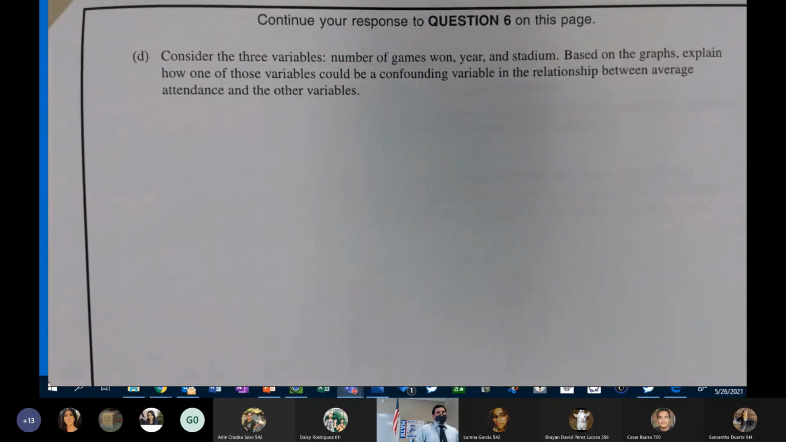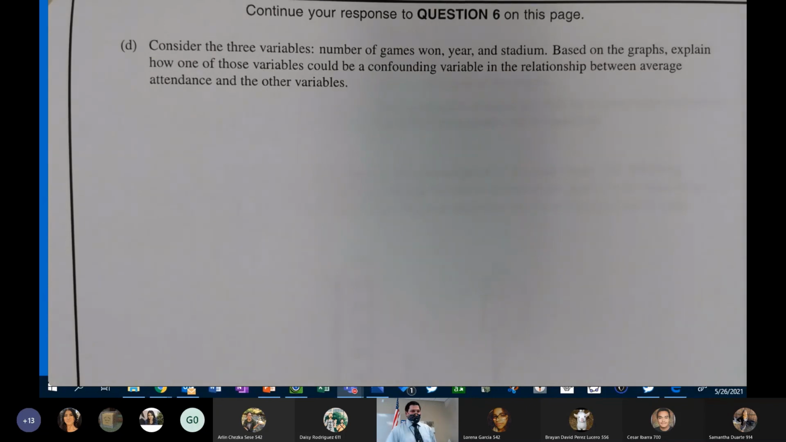So lastly, the last question they want us to consider. If we're considering the three variables, number of games won, year, and stadium, based on the graphs, explain how one of those variables could be a confounding variable in the relationship between average attendance and the other variables. So the average attendance related to the year, average attendance related to the stadium, average attendance related to the games won. Which one could be a confounding variable to the other two?